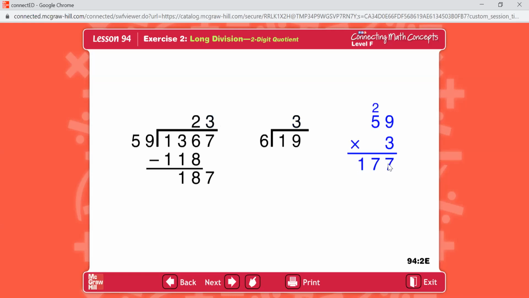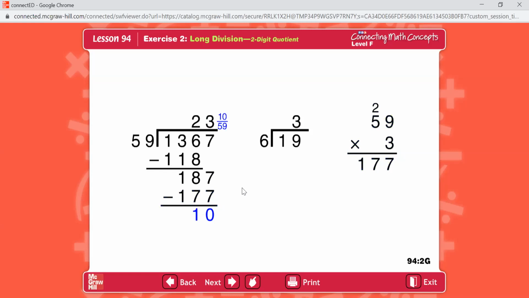Where does this answer go? This answer gets plugged into the bottom right here because we're doing 23 times 59. So we're just multiplying the 3 by it, 3 times 59, plugging it in down here, giving us 177. Now we need to find the difference of 187 and 177. What is it when you subtract these two? The answer you get is 10.